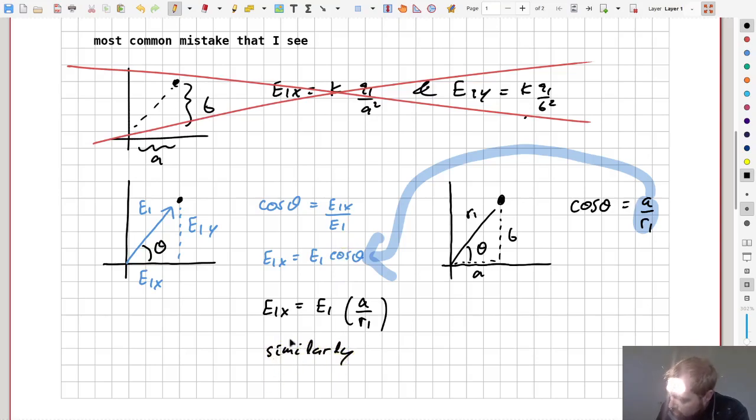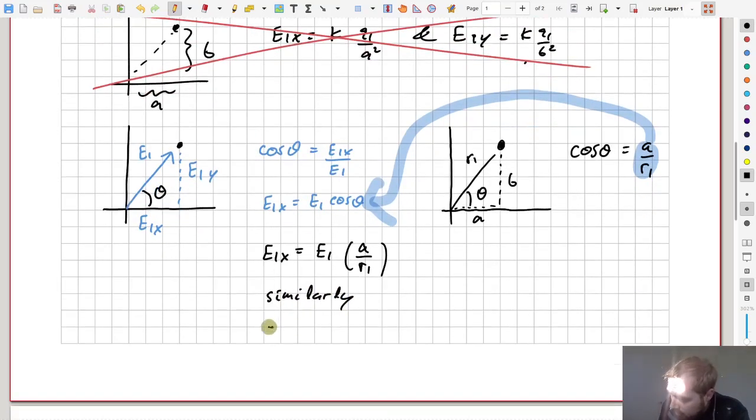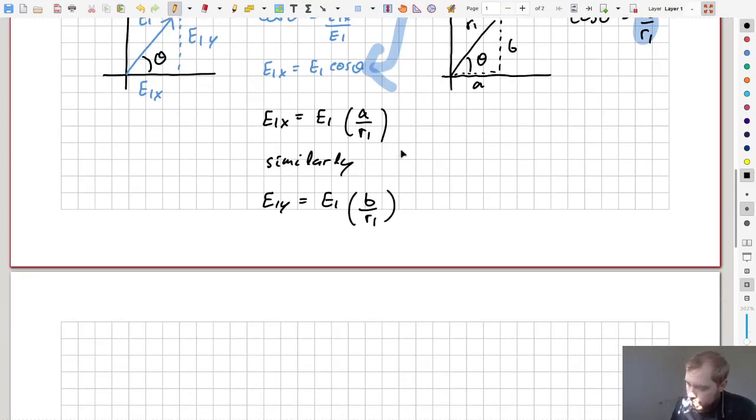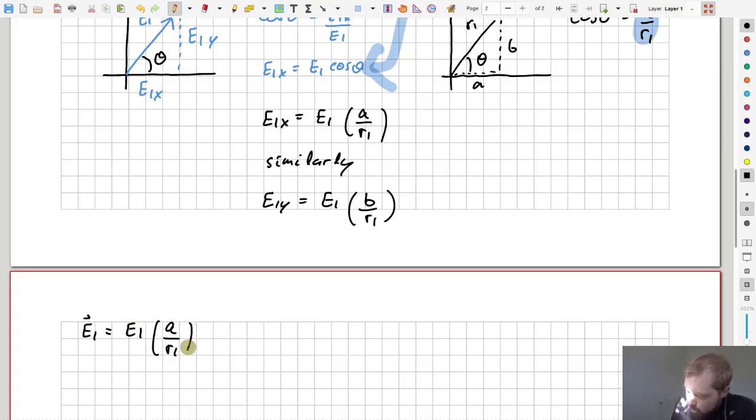Now I'll say similarly, it's the exact same analysis to get the y component. E1y will be E1, and this will be B over R1. Comes from using the sine angle. So now we're not done here. We want to make sure to represent this in vector form. So E1 vector is going to be E1 A over R1 x hat, E1 B over R1 y hat in its vector form.